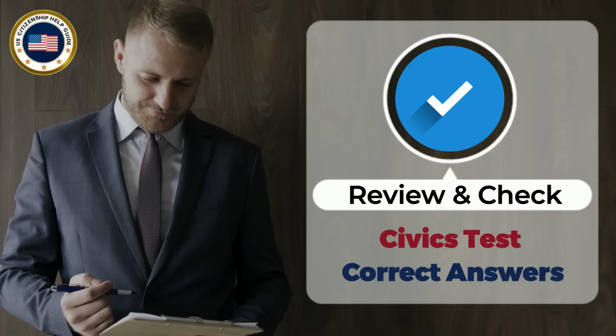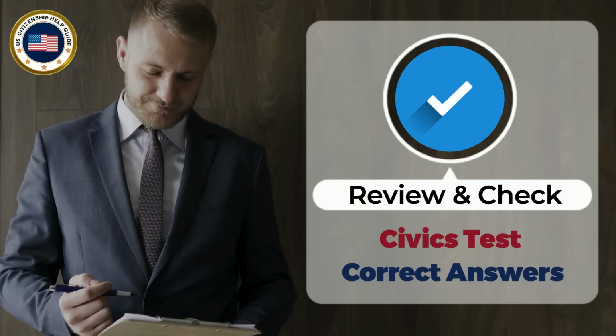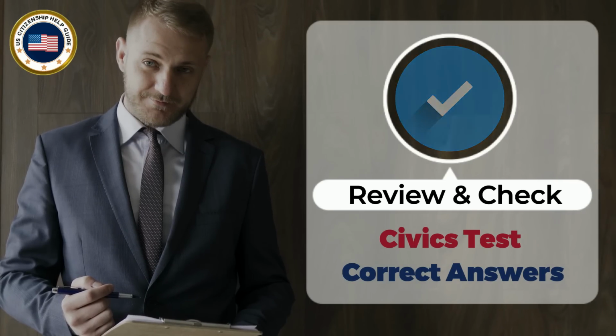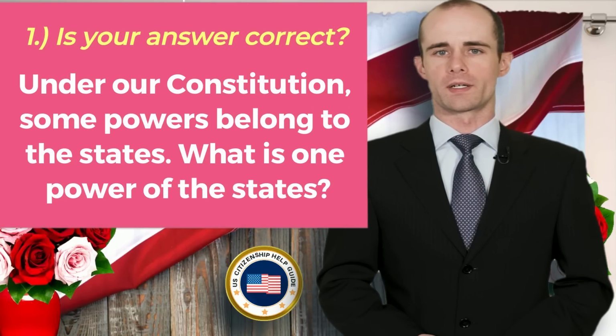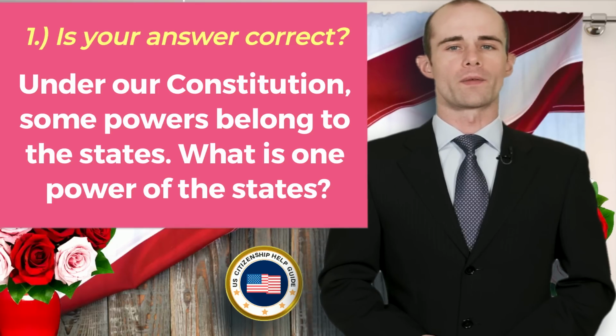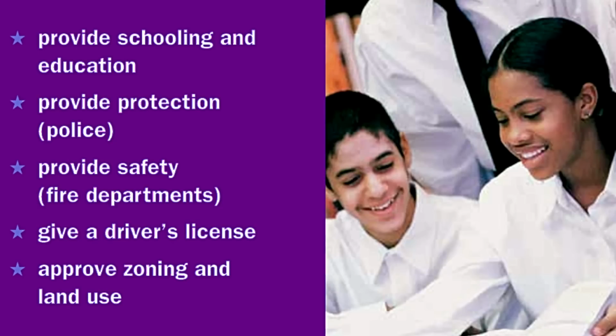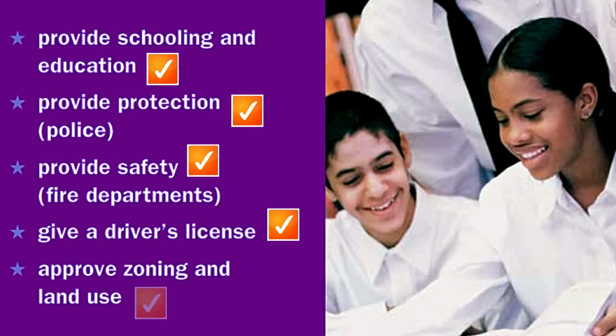It's time to review and check how many correct answers you have for the civics test practice challenge. Under our Constitution, some powers belong to the states. What is one power of the states? You can choose any of the answers here. So if you have chosen provide schooling and education as your answer, then it's correct. Any single answer such as provide protection, provide safety, give a driver's license, or approve zoning and land use is also a correct answer.